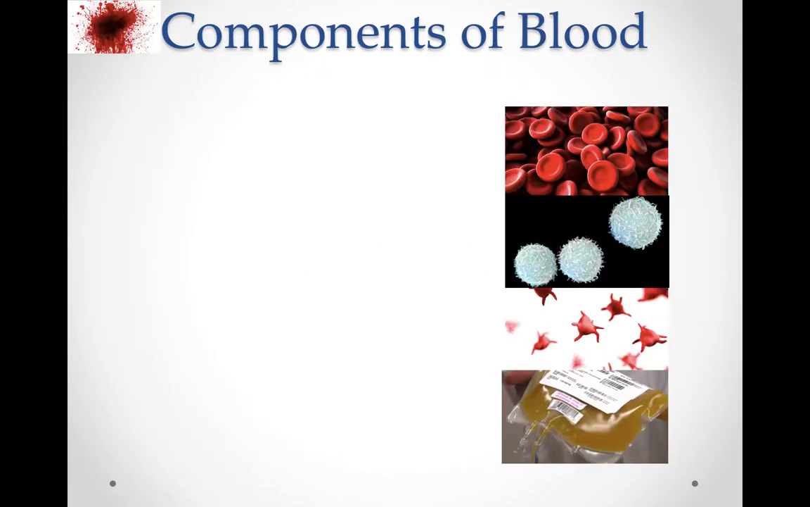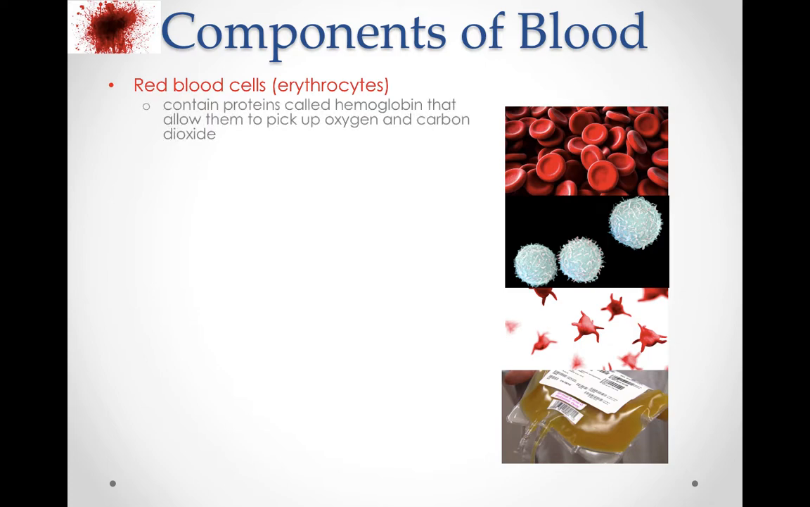So let's talk about blood first. There are four main components that we need to know about. Red blood cells are the first type. We talked a little bit about them when we looked at the respiratory system, but just a reminder, those are the cells that contain that super important protein called hemoglobin, which is able to pick up oxygen and bring it around the body. Those red blood cells are formed from the stem cells in bone marrow.